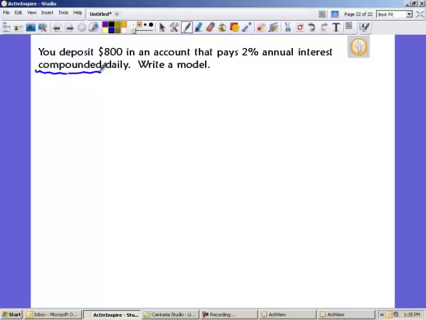And in this case, they're putting a 2% interest. So the key things that we need is the $800, the 2%, and then the compounded daily. And it says write a model. We're not even actually going to figure out what amount of money we're going to have after so many years. We're just writing a basic model so that if somebody was to come along and say, what is the amount of money I could get after 10 years? They could plug in 10 and then just calculate it.